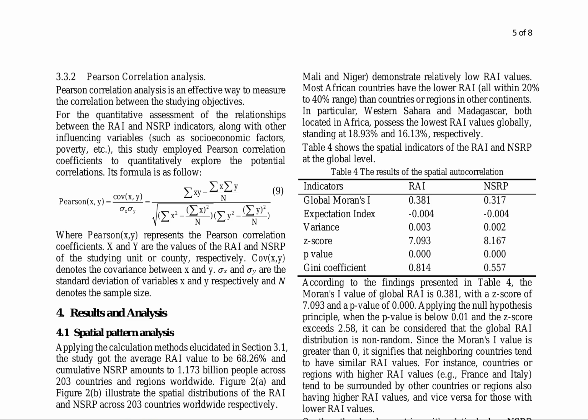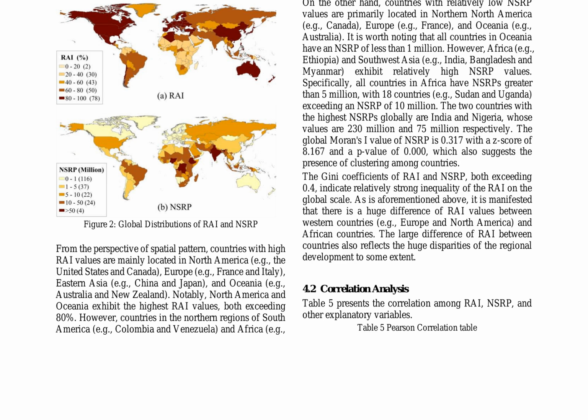In this study, the Pearson correlation analysis revealed that countries with high RAI values are predominantly located in North America, Europe, Eastern Asia, and Oceania, while those with low RAI values are primarily found in South America and Africa. The global Moran's I value of RAI, at 0.381, indicates that neighboring countries tend to have similar RAI values, suggesting spatial autocorrelation. Furthermore, the Gini coefficient of RAI, at 0.814, suggests a strong inequality of RAI on the global scale, reflecting huge disparities in regional development.